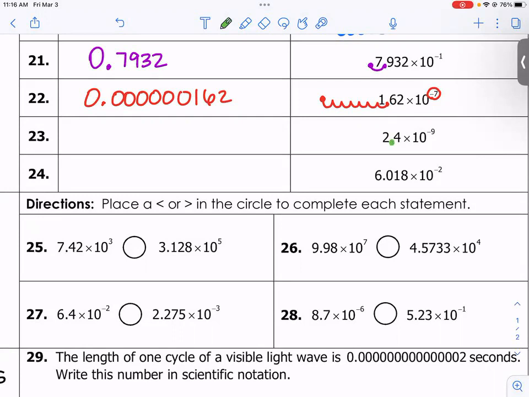Okay, this decimal point, we need to move it how many times? 1, 2, 3, 4, 5, 6, 7, 8, 9. And because we move it 9 times, we have 8 zeros.